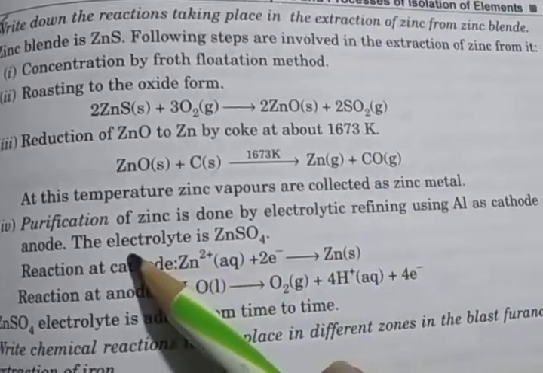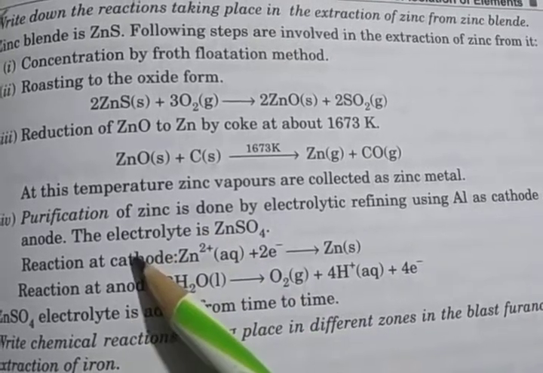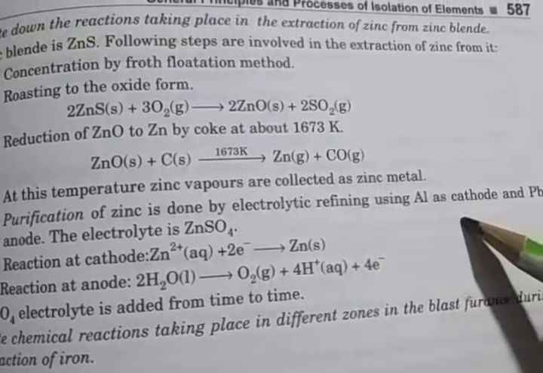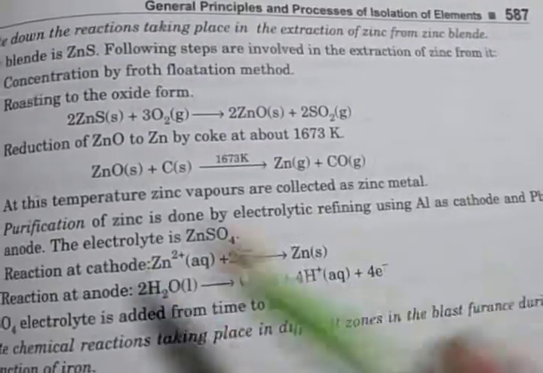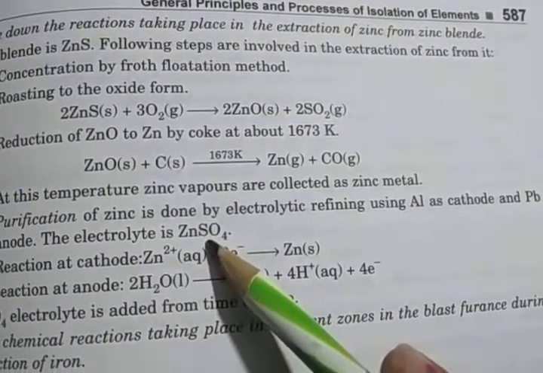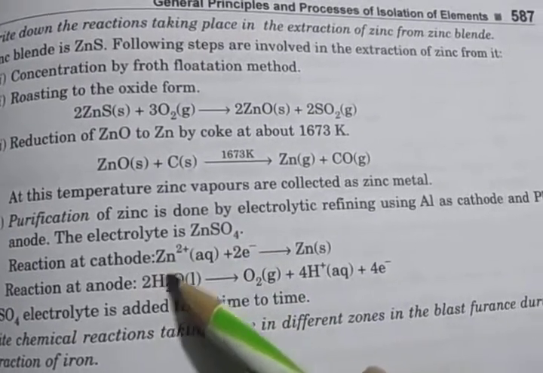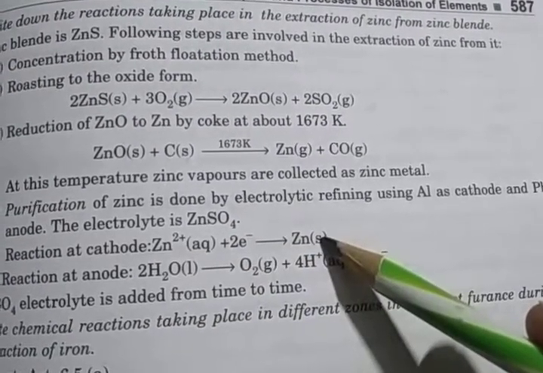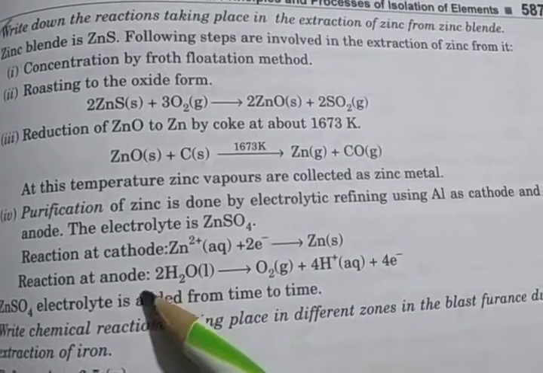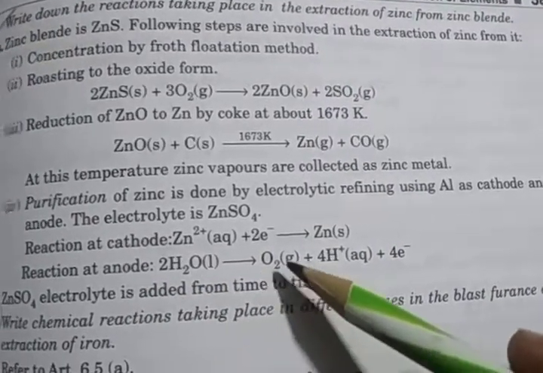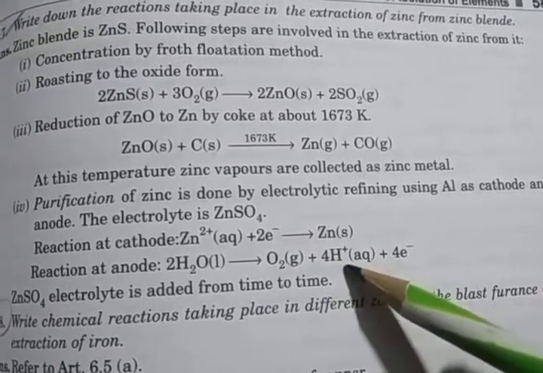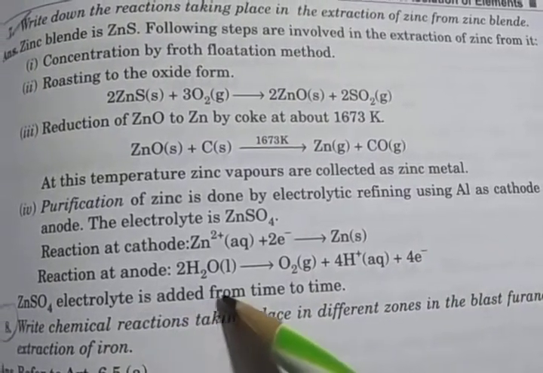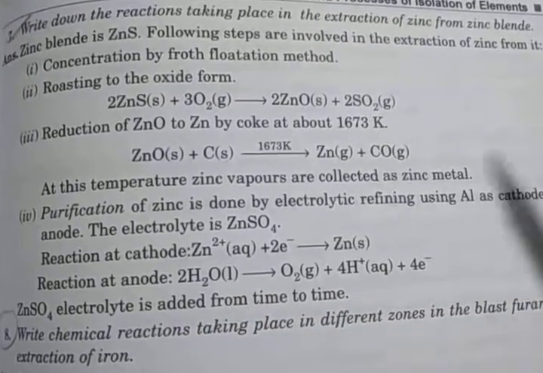Fourth, purification of the zinc. This purification is done by electrolytic refining using aluminium as cathode and lead as anode. The electrolyte is zinc sulfate. The reaction at cathode: Zn2+ gaining 2 electrons converts into zinc solid. The reaction at anode: water converts into O2 gas and H+ with 4 electron loss. Zinc sulfate electrolyte is added from time to time.